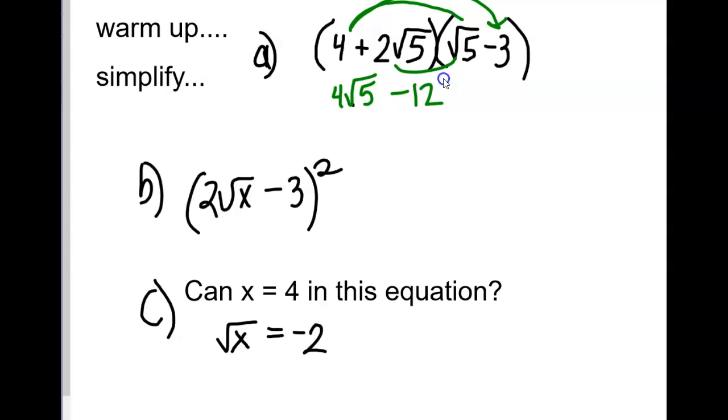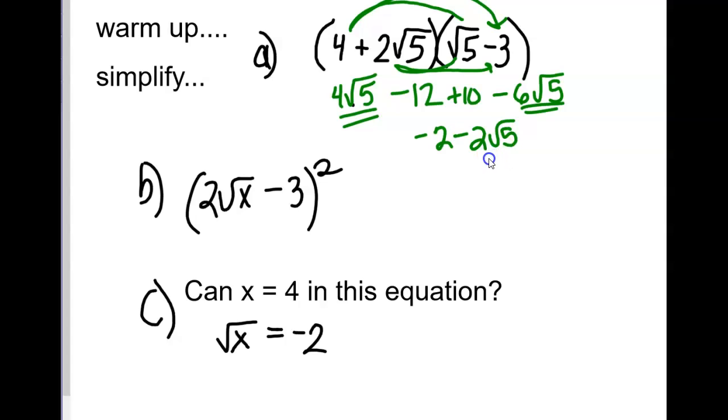Yes, because square root of 5 times square root of 5 would be square root of 25, or just 5, right? And then it was times 2, so we ended up with a plus 10. And then this last term times this last term would be a negative 6 square roots of 5. Everybody okay? So in here, these would combine to be negative 2. And these two could combine to be negative 2 square roots of 5. Everybody all right? Okay. We're going to have some garbage like this today. You have to FOIL it out.